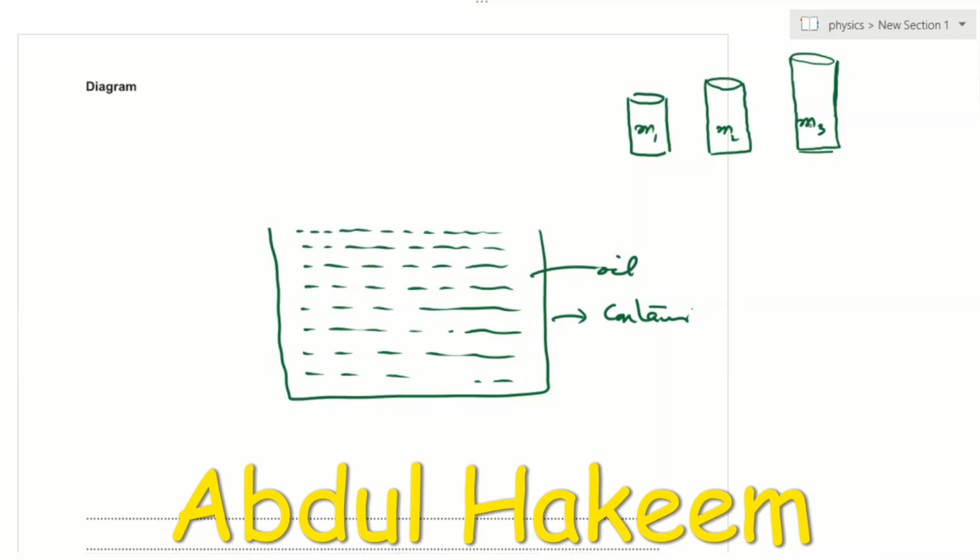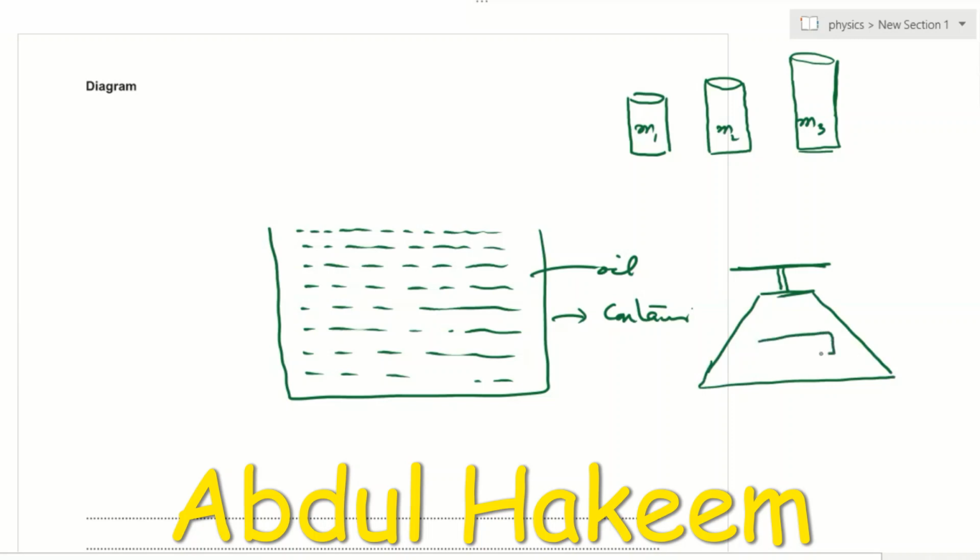And to measure the mass, we have to draw a balance here. Suppose this is a top pan balance. This is the scale in kg or in gram, and this is the position of the cylinder to measure the mass. So we have to label it. This is the top pan balance.